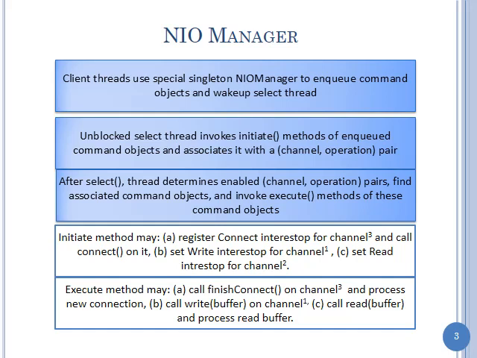Then the initiate method will set an appropriate interest op. And then the selecting thread will invoke a select call to block on whichever operations are of interest, and it'll come back and check which operations are enabled right now. For each operation, the command object associated with it calls the appropriate execute method. So it calls execute methods only on those command objects associated with operations that have been enabled.